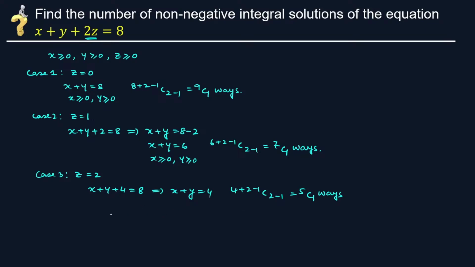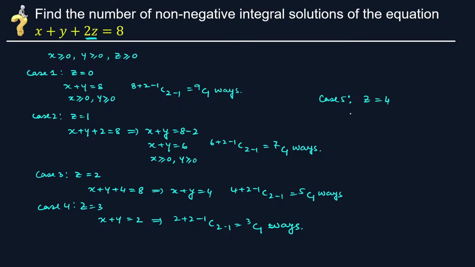Okay? So now, case 4. When z is 3, then x plus y becomes 2. Therefore, the total number of ways in this case will be 2 plus 2 minus 1 C 2 minus 1, that is 3C1 ways, right? And then we have to take case 5, where z is coming to 4.